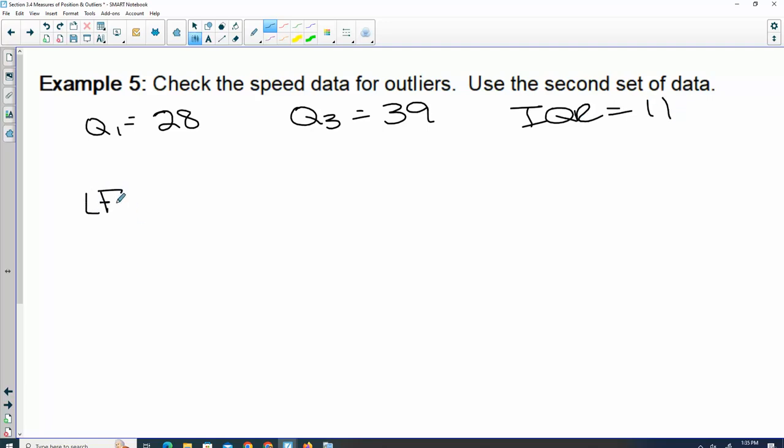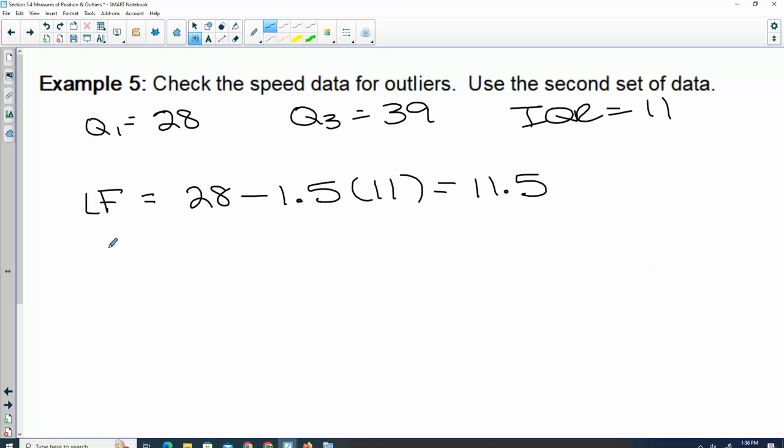So my lower fence is quartile 1, so 28 minus 1.5 times the interquartile range. 28 minus 1.5 times 11. We get 11.5. Did we have any values smaller than 11.5? No. So we don't have any values that were too low.